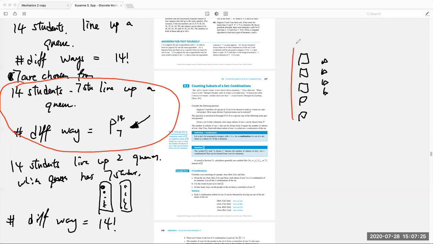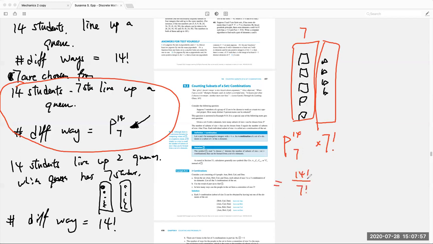So for the first line, there are 14P7 choices, okay? And then how about the next line? Now you have already chosen 7 students in the first row, so there are only 7 students left. They want to queue up in a line, so that means it has 7 factorial choices here. So you multiply them together, and then you try to simplify it. So this is 14 minus 7 factorial times 7 factorial. So the final answer should still be 14 factorial.